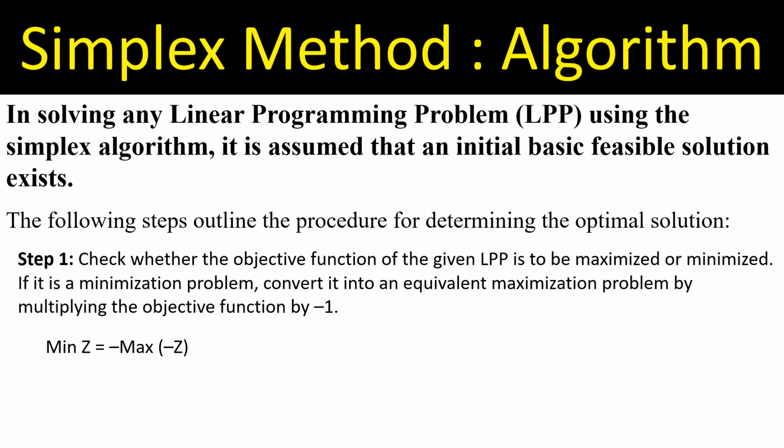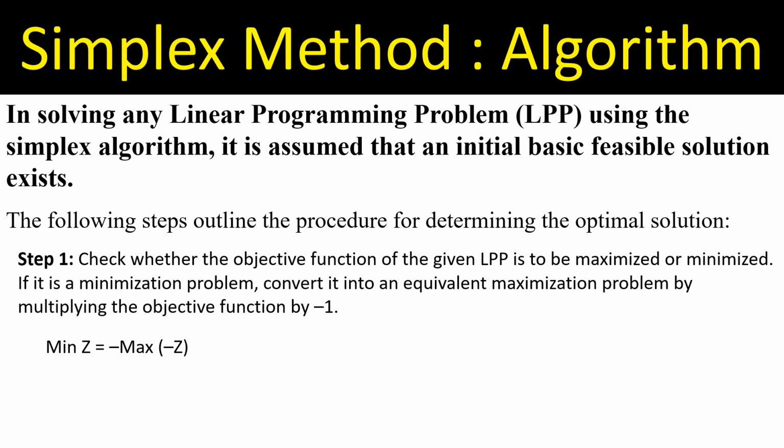First step is to check whether the objective function of the given linear programming problem is to be maximized or minimized. If it is a minimization problem, then convert it into an equivalent maximization problem by multiplying the objective function by -1. That is, minimization of z equals minus of maximization of minus z.